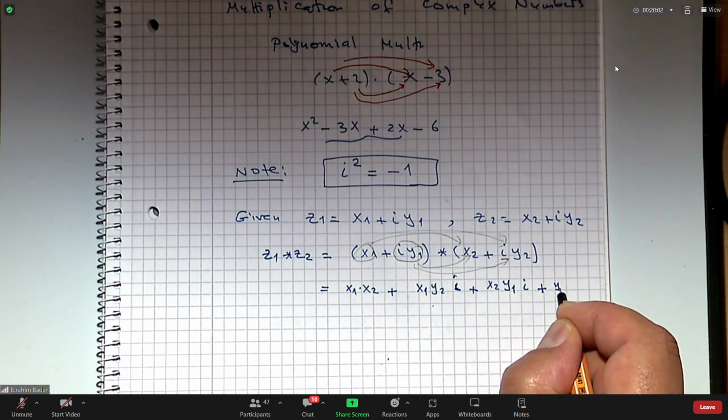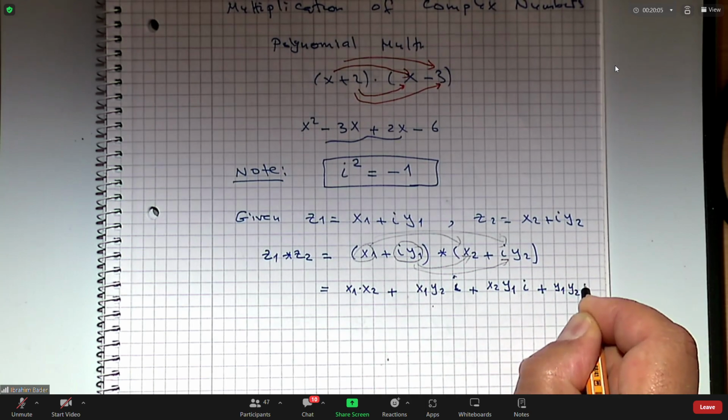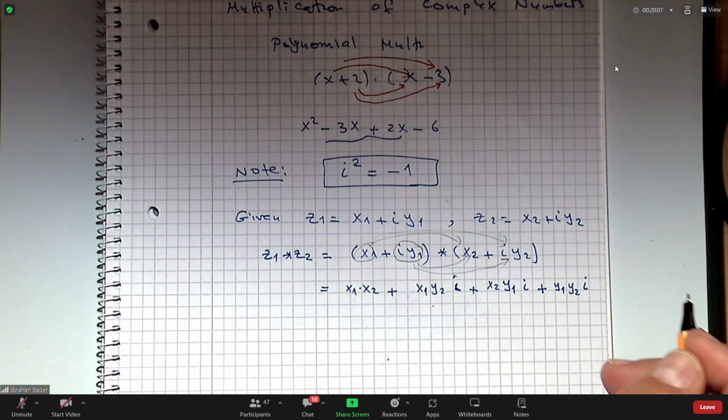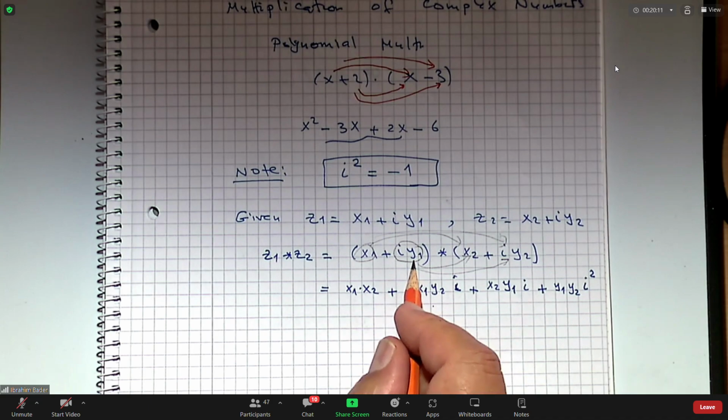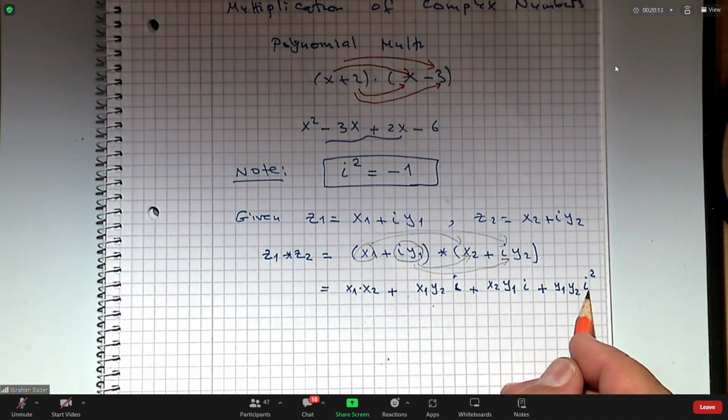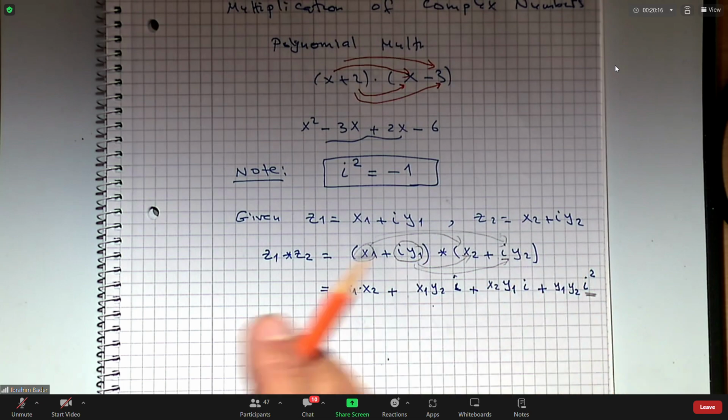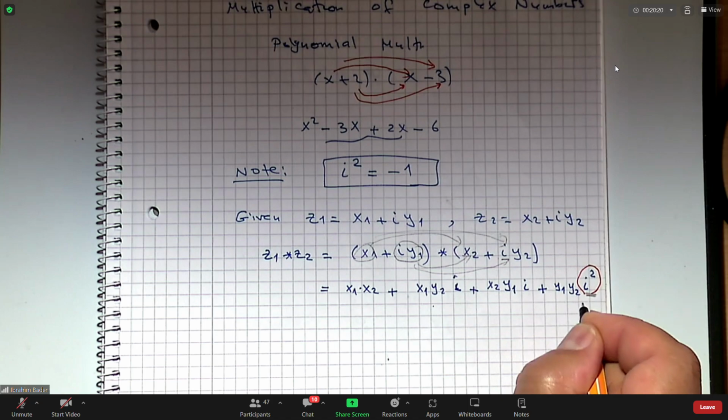y1, y2, I squared, right? Because I have here y1, y2, and I have I times I, which is I squared. Now, remember that I squared here is equal to -1.